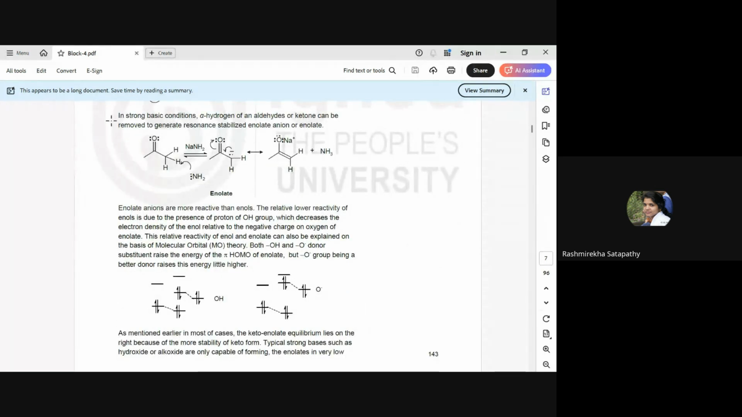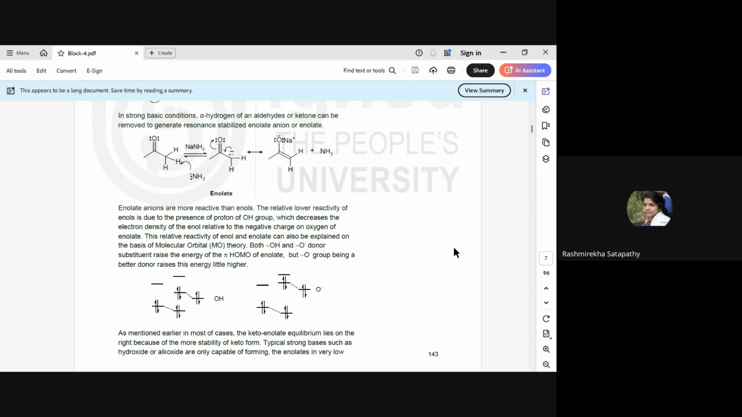So how the enols and enolates are formed, you can see enolate anions are more reactive than enols. You can see here, this is the enolate anion. The relatively lower reactivity of enol is due to the presence of the proton of the OH group, which decreases the electron density of the enol relative to the negative charge on the oxygen of the enolate. As there is a negative charge on the oxygen, it is more reactive than when the OH group is there.